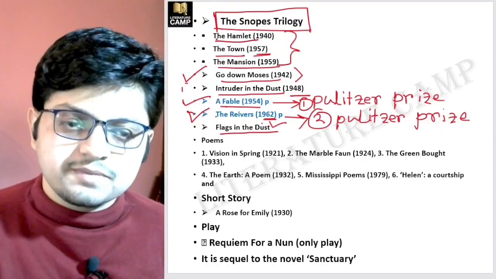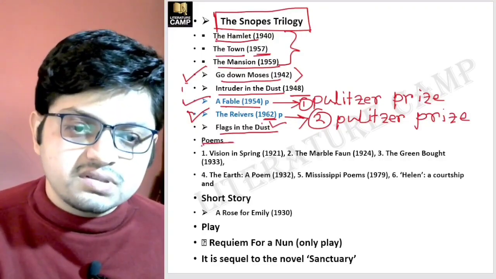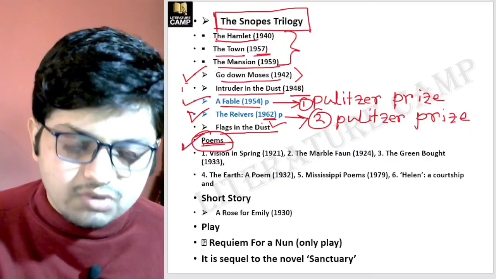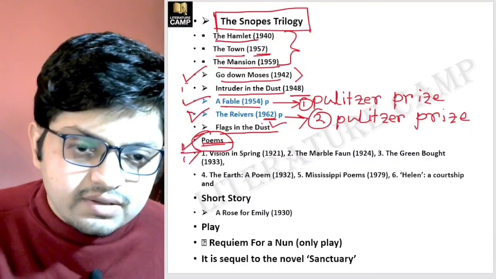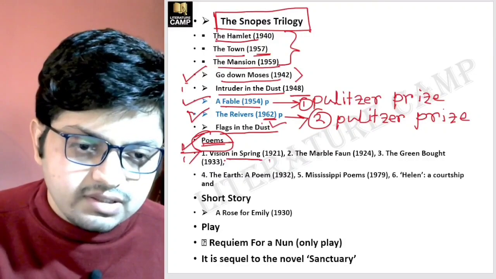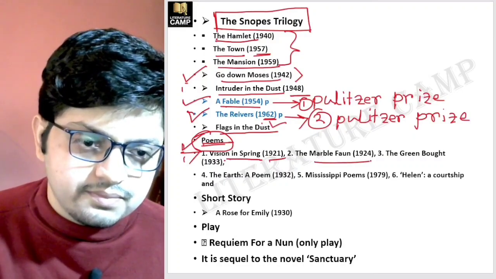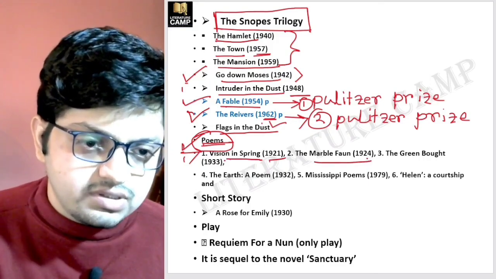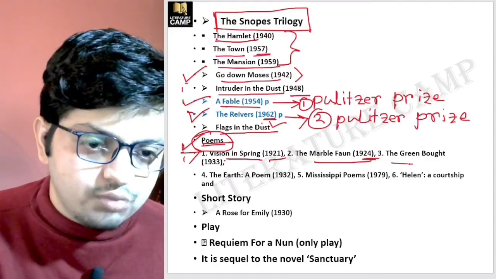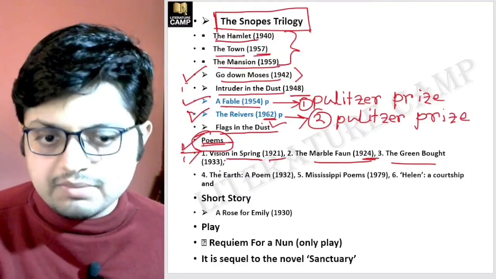So these are all the novels written by William Faulkner. Now we will see the poems written by William Faulkner. Number one is Vision in Spring, published in 1921. The Marble Faun, published in 1924. The Green Bough, published in 1933.